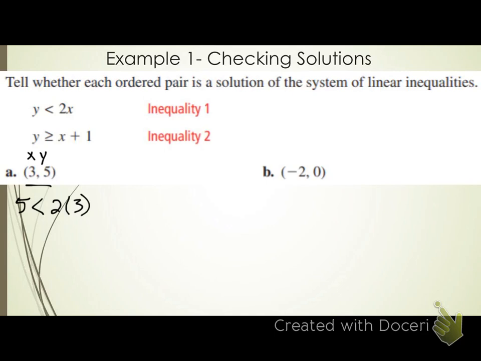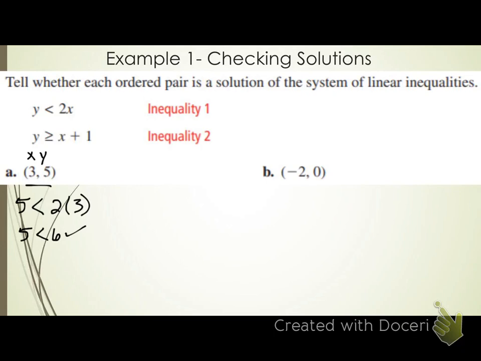Just like that. Everyone okay with how I've plugged in? We're now going to work down both sides of the inequality. If I get a true statement, that means that ordered pair is a solution of that inequality. If I get a false statement, it's not a solution of the inequality. 2 times 3? 6. 5 is less than 6. Is that a true or false statement? True. So I know that that ordered pair, (3, 5), is a solution of my first inequality.